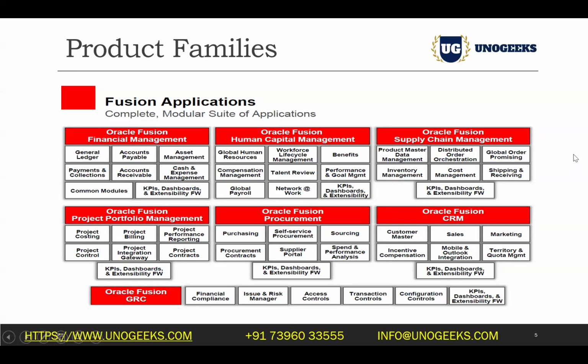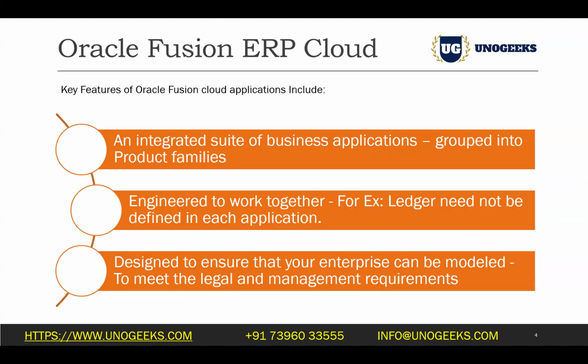Then we have Oracle Supply Chain Management, Project Portfolio Management, Procurement, and CRM. We have different product families and different modules in Oracle Fusion. Here they are showing modules like purchasing, supplier sourcing, procurement contracts, and supply chain management. So it is an integrated suite of business applications grouped into product families.